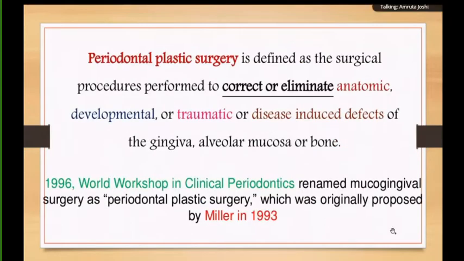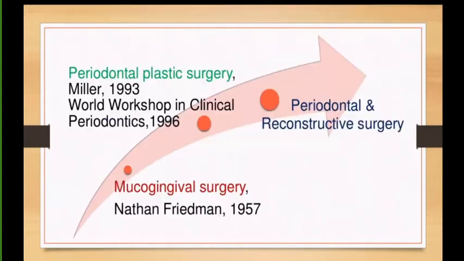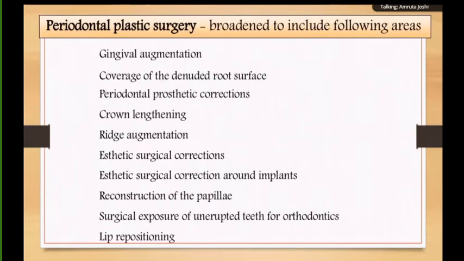Now we'll come to what periodontal plastic surgery is. The definition is that it is a surgical procedure performed to correct or eliminate anatomic, developmental, traumatic or disease-induced defects of the gingiva, alveolar mucosa or bone. Mostly you are always asked definitions even if you're giving your practical viva, so make sure you give the GPT or Carranza definitions only. Okay. Now we'll see practically what all things come under periodontal plastic surgery.